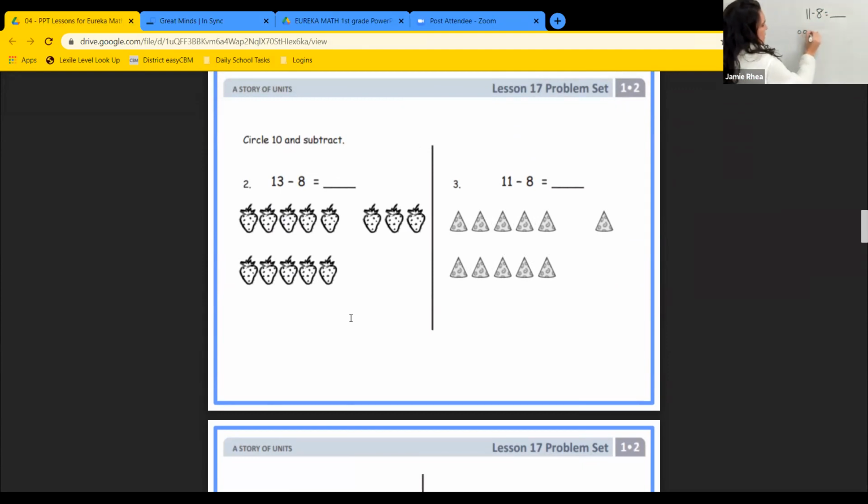I'm going to quickly draw my 11 pizza slices. Okay, I'm going to circle 10, just like we normally do, frame it. Now I'm going to mark out 8 of them because I'm taking 8 away. There's 5, 6, 7, 8. That left me with 2 and 1. 2 plus 1 makes 3. All right, you're going to do it like that on number 2 and 5.